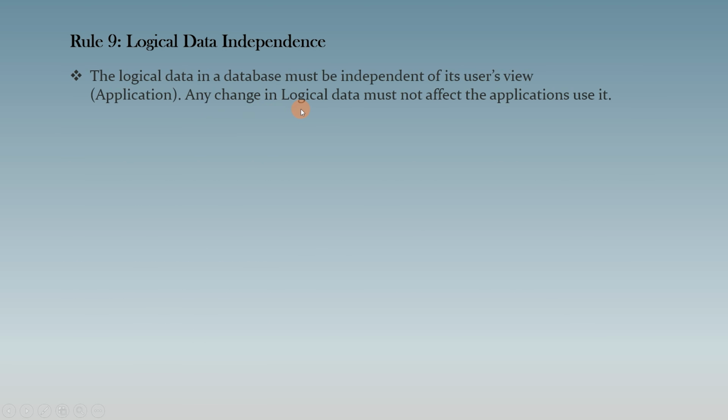Rule number 9, logical data independence. The logical data in a database must be independent of its user view. That is, it must not be visible to the application. Any change in logical data must not affect the application using it. So if you are making any logical change in the data, that must not affect the application which is using your database.